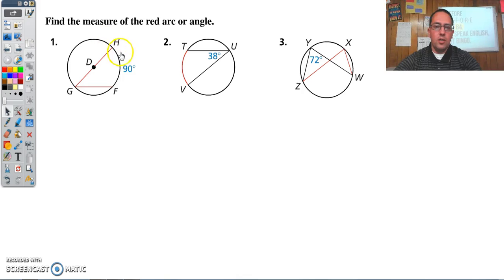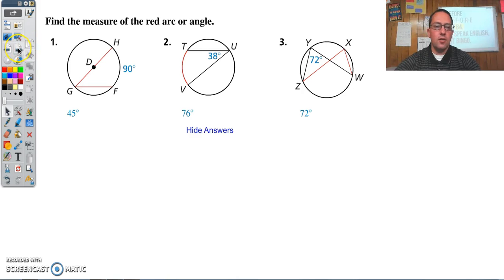Number one, the intercepted arc is 90 degrees, so the angle is going to be half of 90, it's 45. Number two, the intercepted arc is what we're looking for. The inscribed angle is 38 degrees, so we're going to take that and double it to get the arc. So 38 times 2 is 76. And here, both of our inscribed angles intercept the same arc ZW, and so they are going to be congruent. So y is 72, x is also 72 degrees.